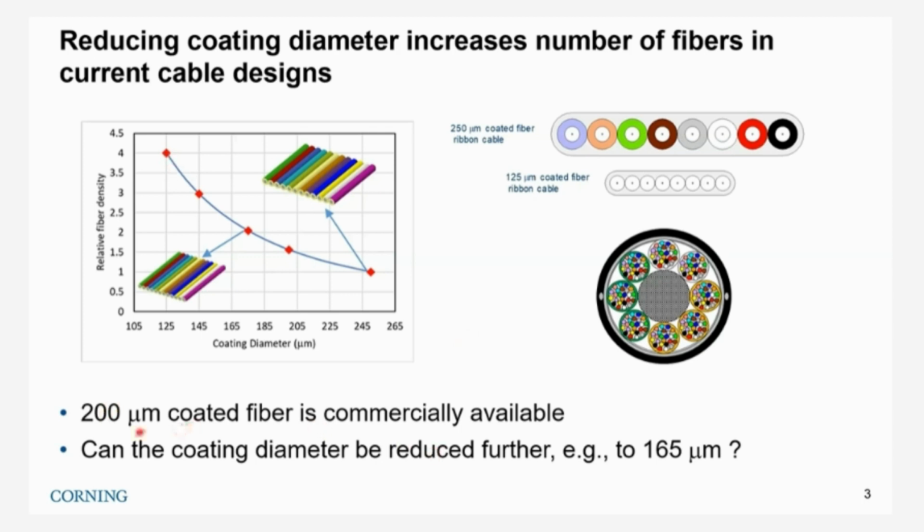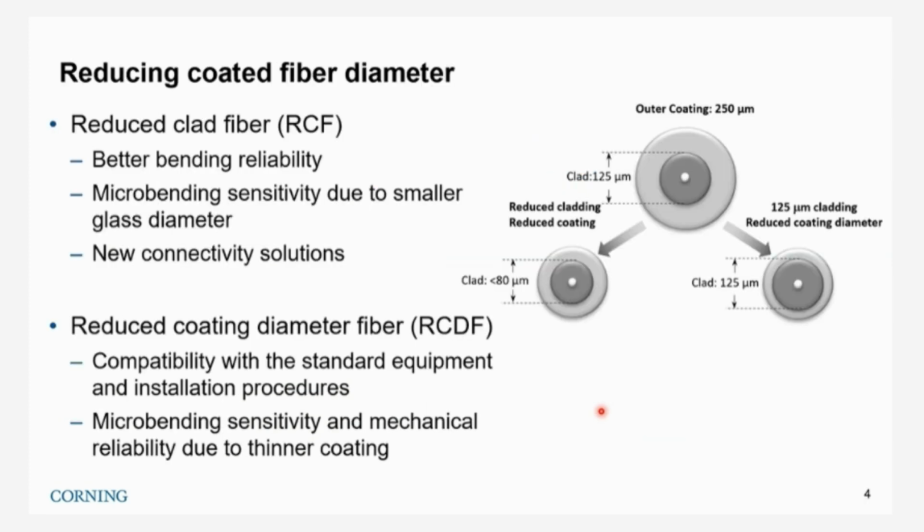So currently, the 200 micron, or also people launched the 190 micron diameter fiber. Now they're commercially available. Now the question is, can we reduce the coating diameter further? For example, to 165 or below. This is the focus of our paper, in this work.